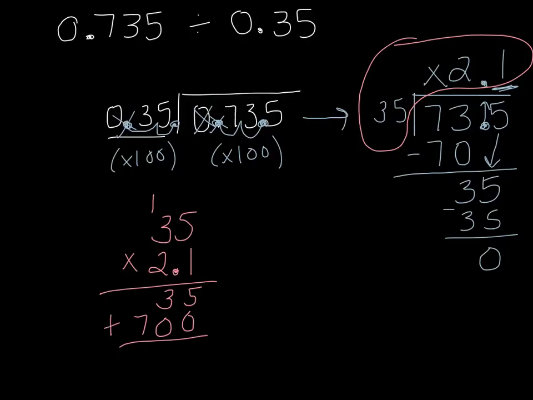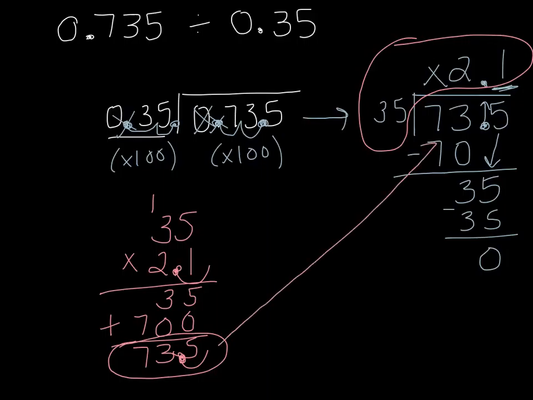When I add, I get 5, 3, 7, and I know there is 1 behind my decimal in the problem, so my decimal should go between the 3 and the 5. And if I look at this answer, 73 and 5/10 is what I started with. So my final answer for this problem is 2 and 1/10.